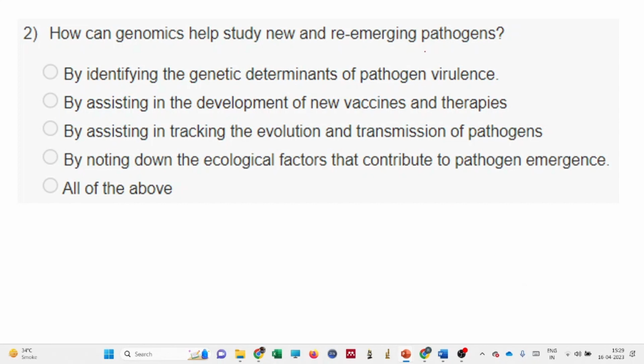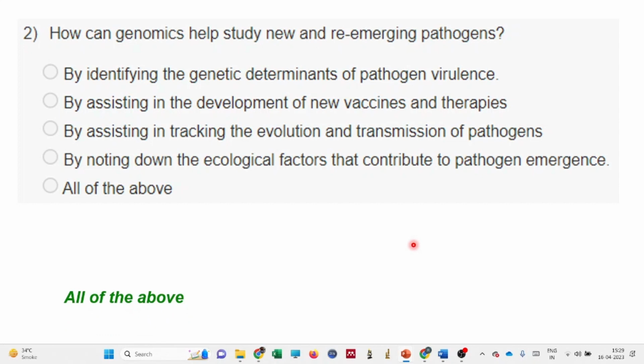By identifying the genetic determinants of pathogen virulence, by assisting in the development of new vaccines and therapies, by assisting in tracking the evolution and transmission of pathogens, by noting down the ecological factors that contribute to pathogen emergence, or all of the above. Which one do you think is the correct answer? Anybody? Anybody else? Yes, so the correct answer is all of the above.